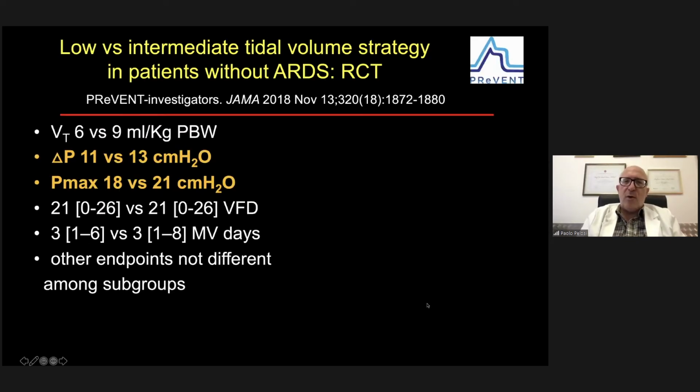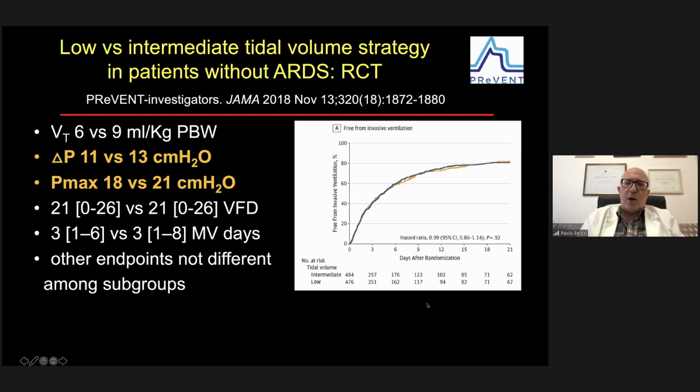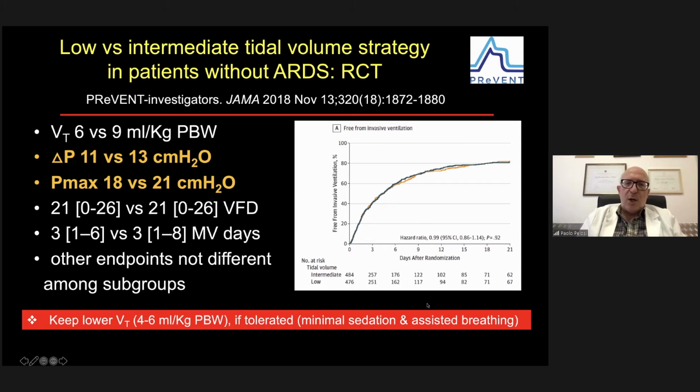More recently, we published a large randomized controlled trial comparing lower and intermediate tidal volume in patients without RDS. And of course, intermediate tidal volume was associated with higher driving pressure, higher inspiratory pressure, but there were no difference in whatever endpoint we measured. So lower tidal volume has been suggested not only in RDS, but also non-RDS patients if tolerated with minimal sedation and assisted breathing.